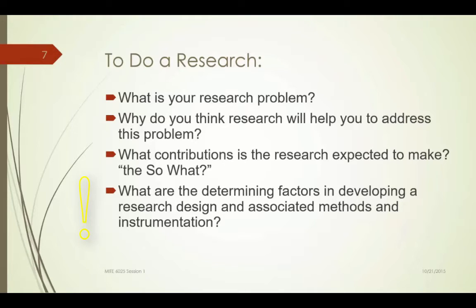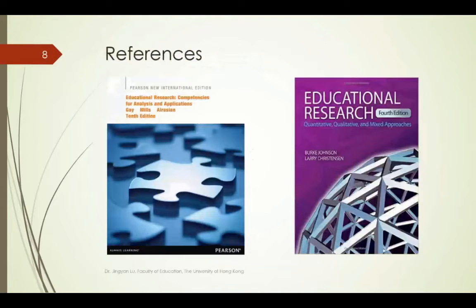The fourth, what are the determining factors in developing a research design and associated methods and instruments? Here, it's very important. You have to pick up, as I said, the most appropriate instruments and design. So will that be a qualitative design or quantitative design? In order to do that, what are the major factors, etc.? In order to understand this area better, we will offer the course MITE 6025 in the next semester.